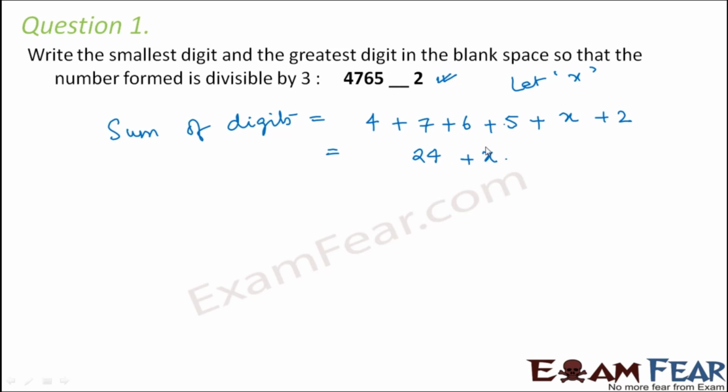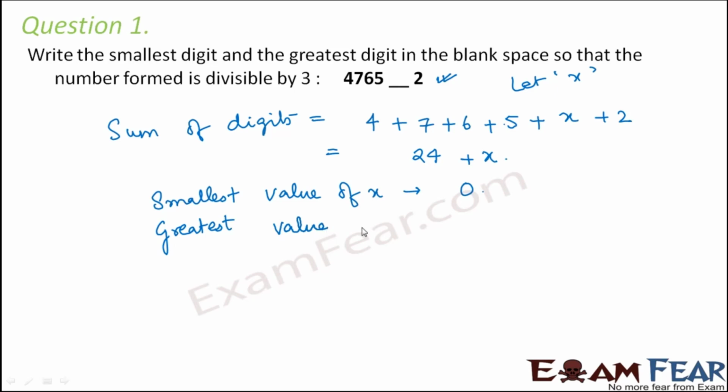Now, what is the smallest value that x can take such that 24 plus x is divisible by 3? Now, is 24 divisible by 3? Yes, it is. 3 8s are 24, so 24 is divisible by 3. So the smallest value of x would be 0, because when x is equal to 0, this is 24, which is divisible by 3. And what is the greatest value that x can take? Now x is a digit, so x can only be a single digit number. So what is the greatest value of a single digit number that x can take?